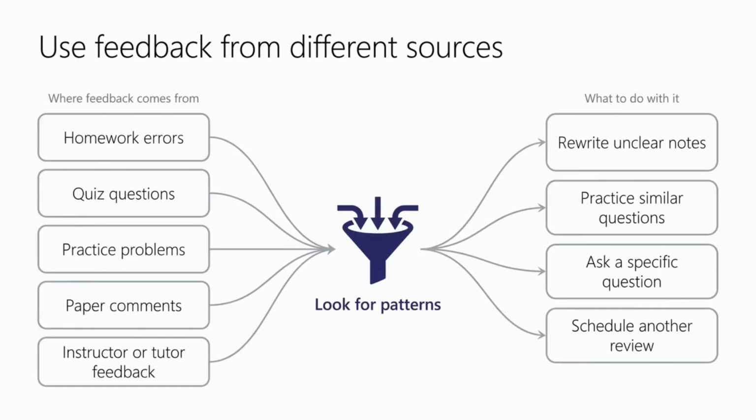Feedback can come from many places. It might be a homework problem you missed, a quiz question, a practice problem, comments on a paper, or a conversation with an instructor or tutor. The key is to look for patterns. If you keep missing the same kind of problem, that topic deserves focused review. If a paper comment says your thesis is unclear, turn that feedback into a checklist for the next paper. If a tutor explains a concept, write the main idea in your own words afterward. Feedback is most useful when it changes what you do next.